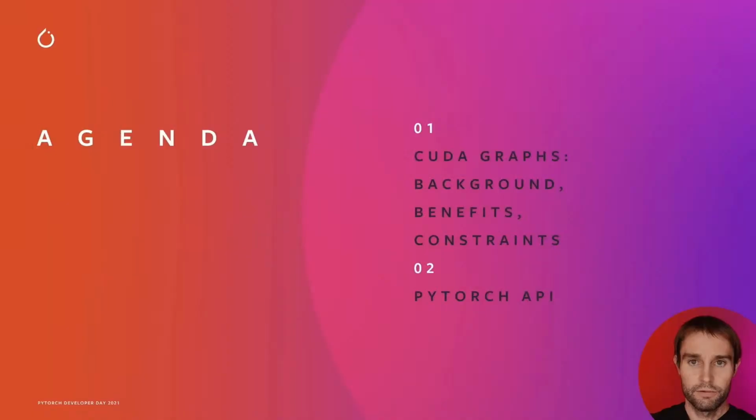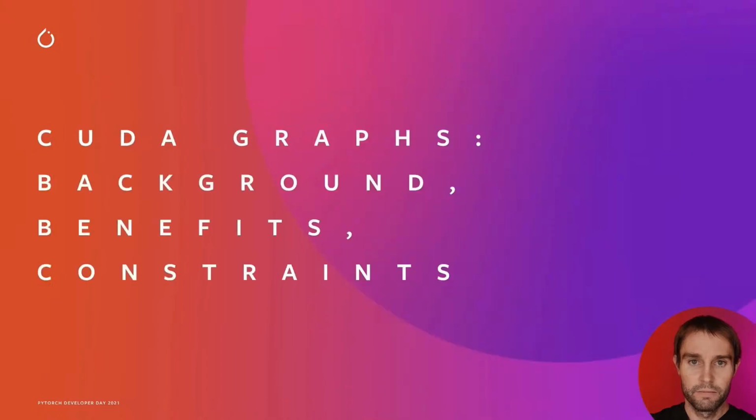Hello everyone, my name is Michael Carilli, and in this talk I'll tell you about CUDA graph support in PyTorch, a new feature that improves performance by greatly reducing CPU overhead. First we'll cover the basic concepts, performance benefits, and limitations, then we'll go over examples of the new PyTorch API.